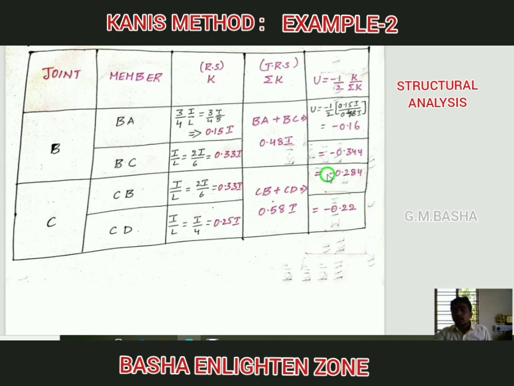And after that, if you want to calculate rotation factors, U equal to minus 1 by 2. For CB, K will be 0.33I and sigma K will be 0.58I, substitute in this formula and simplify, you will get directly minus 0.284. Similarly, where K equal to 0.25I and 0.58I is sigma K, then you will get minus 0.22.